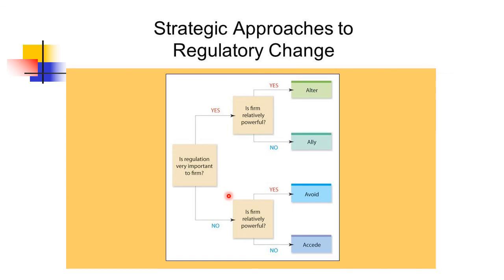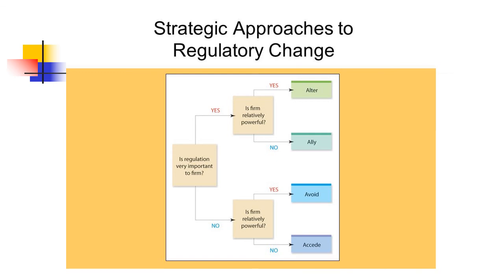So the first option that you have is, if you're a relatively powerful company, then you can alter the regulation. But if you're not relatively powerful, but it still impacts your business, then you will have to form an alliance. You have to ally with other similar companies in the industry and lobby with the government. So those two are strategic approaches that are available.